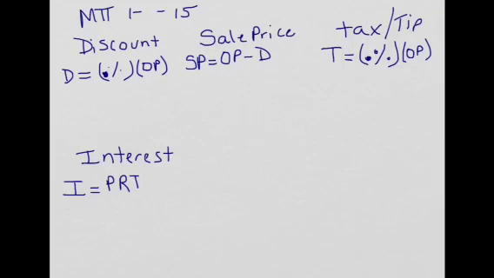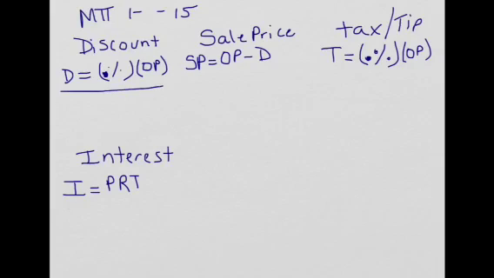Open up your MTT. You're definitely going to need your calculator for this particular MTT. All of the problems will go much faster if you have a calculator that you can punch your digits into. All right, so we're going to learn how to find discount, sale price, tax or tip, and interest. So here are the formulas that you want to copy down.